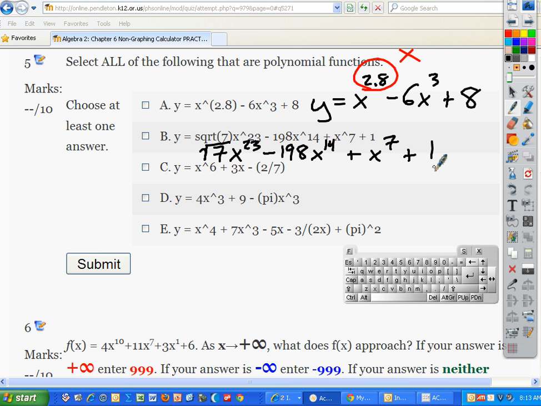So the square root of 7? Is that okay? Yeah, there's no i there. That's okay. It can be irrational like this. It just can't have an i. So that one is actually okay. Okay, next one. Let's see. This is x to the 6th plus 3x minus 2 sevenths. Fine, isn't it? Yeah. Okay, what about D?